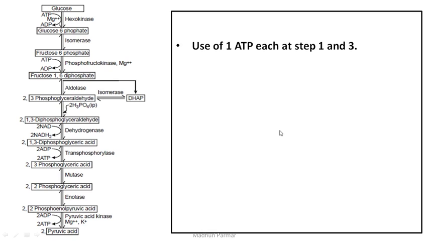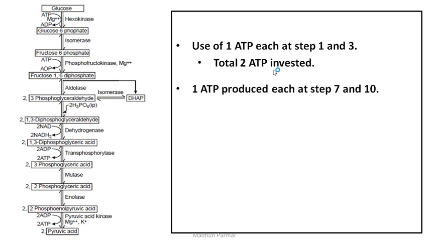Right. So just some tally about the ATP. You use 1 ATP at step 1, which is the hexokinase step, glucose to glucose 6-phosphate, and you are using one more ATP at the third step, which is fructose 6-phosphate to fructose 1,6-bisphosphate. So total 2 ATP were invested. Then 1 ATP is produced at each of step number 7 and step number 10.